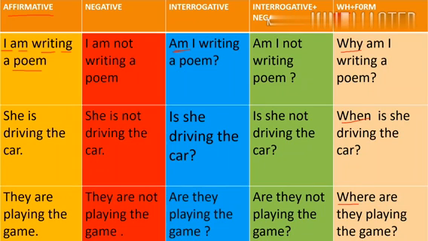So there is another example. They are playing the game. They are not playing the game. Are they playing the game? Are they not playing the game? And where are they playing the game? So that is very important. In short, I can say that by using the structure of present continuous tense, you can make lakhs of sentences, not a single sentence.